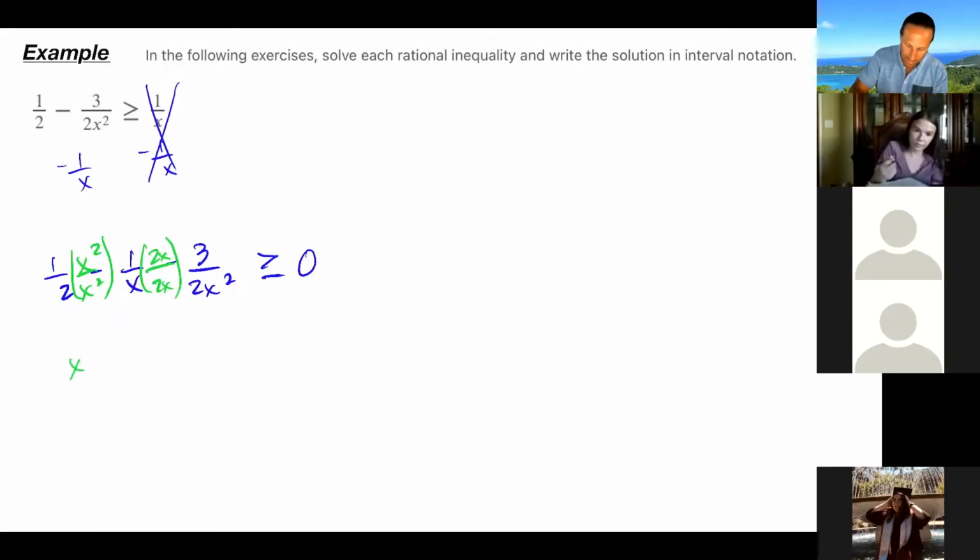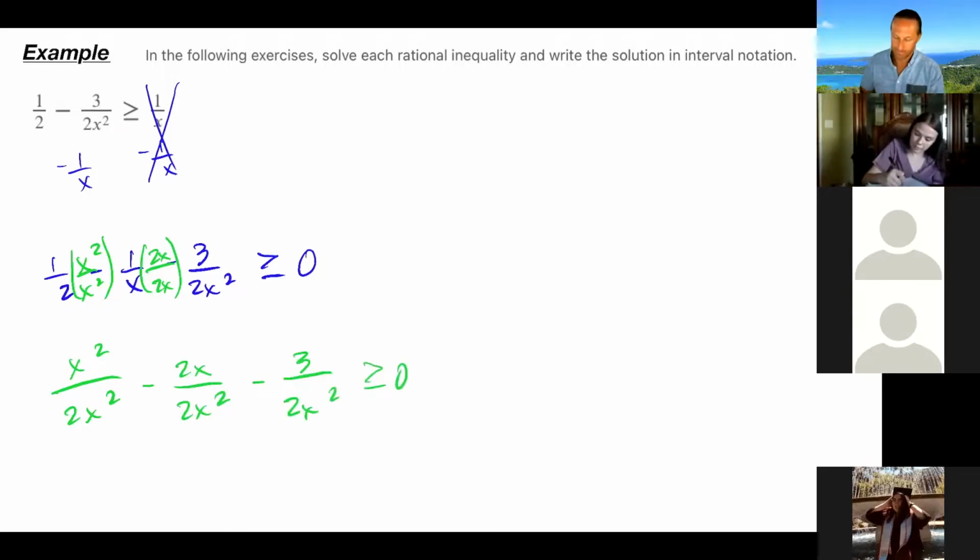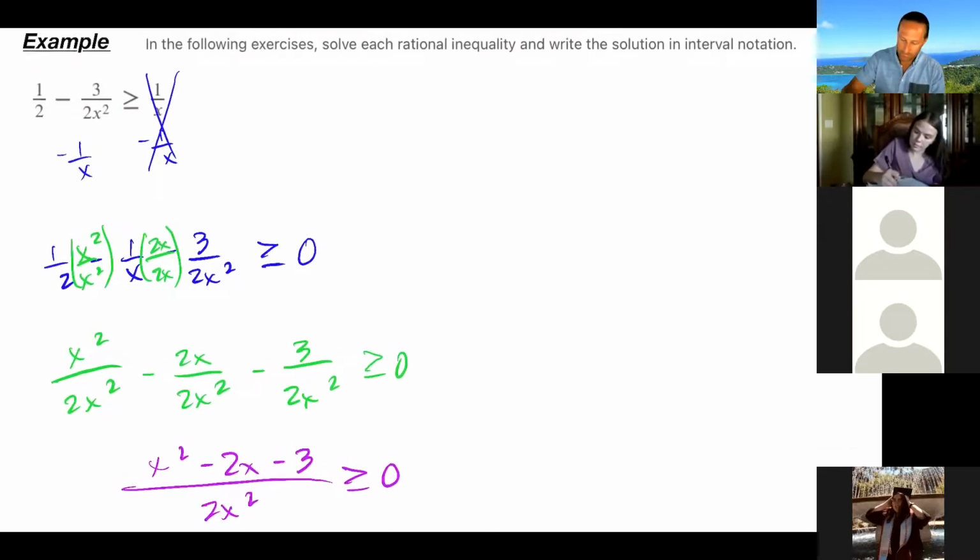So I got an x squared over 2x squared minus a 2x over 2x squared minus a 3 over 2x squared, all greater than or equal to 0. That now allows me to finally have x squared minus 2x minus 3 over 2x squared. And now I got my one fraction with my sign.